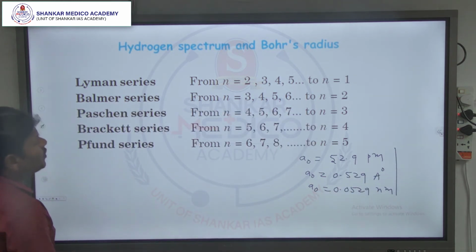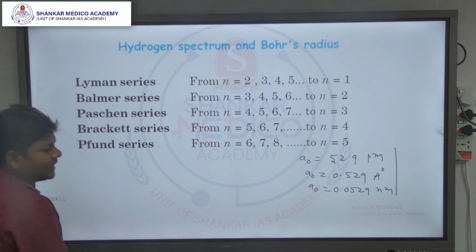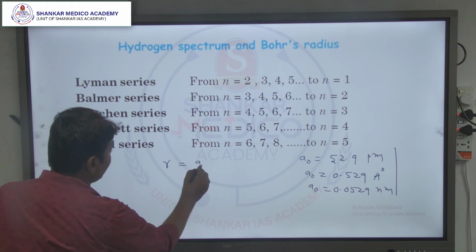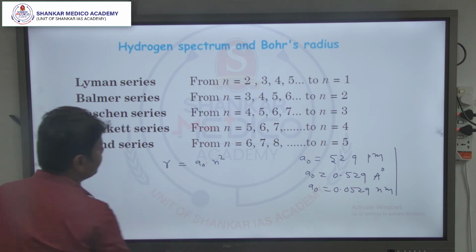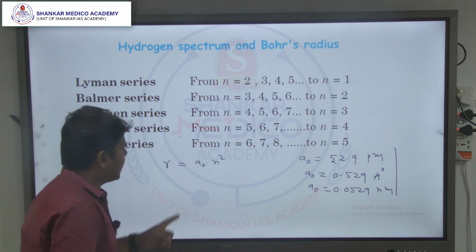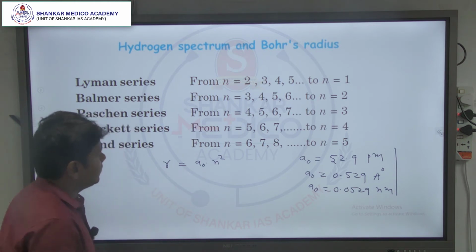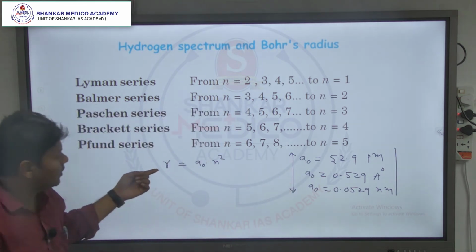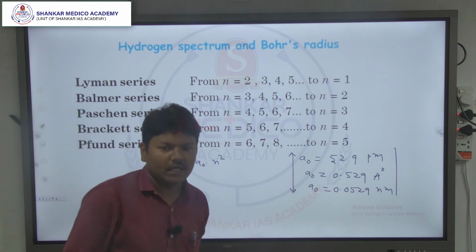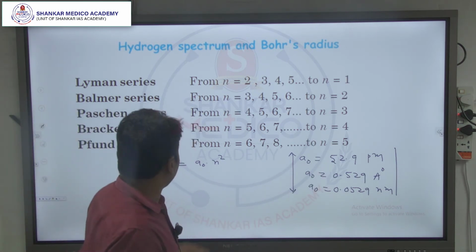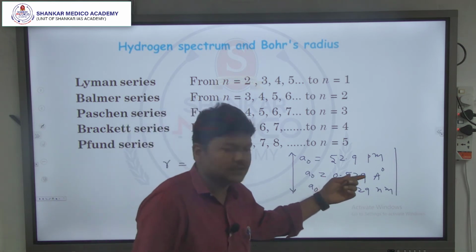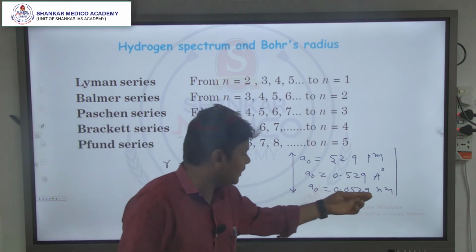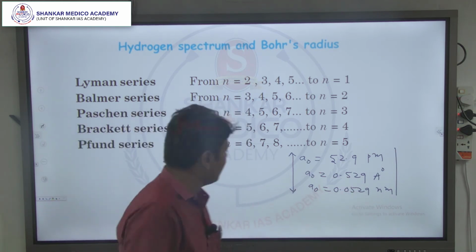Now, if I want to measure my Bohr's radius, how is it related? Bohr's radius is related to a naught times n square. According to the units, we need to choose the a naught value. For example, if I want the r value in picometer, I have to choose a naught as 52.9 picometer. If I want the r value in angstrom, I can use 0.529 angstrom. If I want my r value in nanometer, then I will use 0.0529.